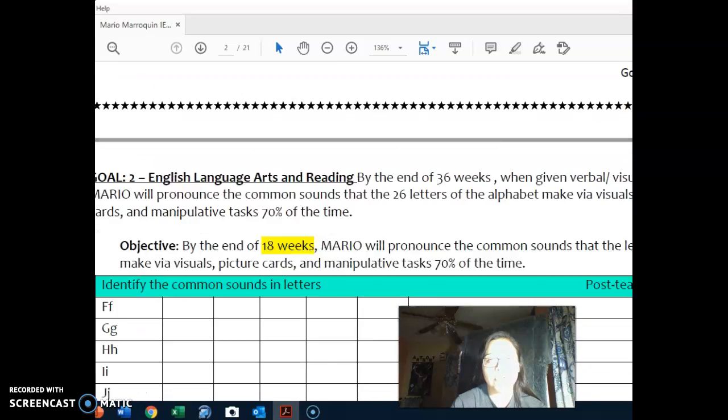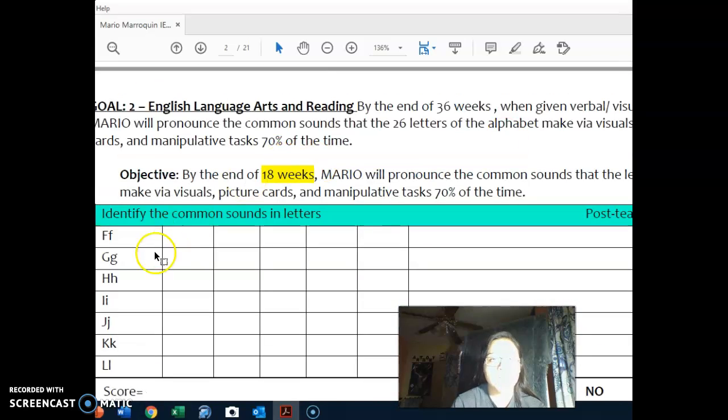Okay, Mario, for this first goal, you are going to be sounding out the letters, saying the letters and sounding out the letters. So if you remember, this is the letter F and it makes the sound F. This is the letter G and it makes the sound G. This is the letter H and it makes the sound H.